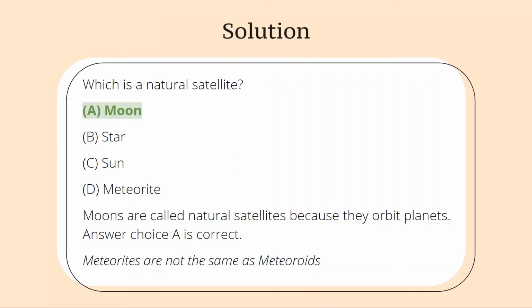Meteoroids are rocks that float around in space in orbit, and meteorites are those rocks that have fallen down to Earth. So that's an important distinction. If it's fallen down to Earth, it's not really in orbit anymore, right? So it's not a natural satellite. So it's not D, it's not C, it's not B, it's A. So congrats if you got that right.